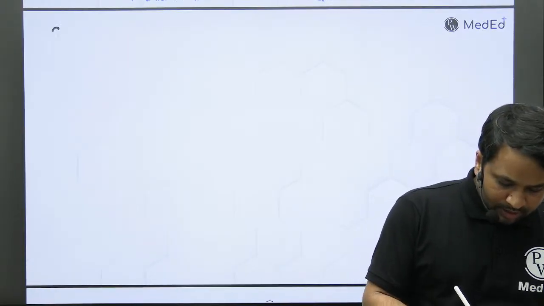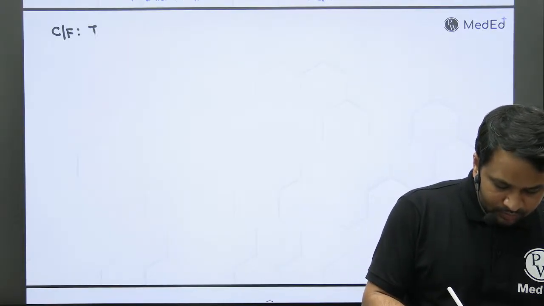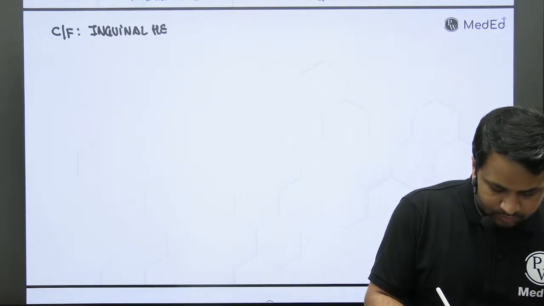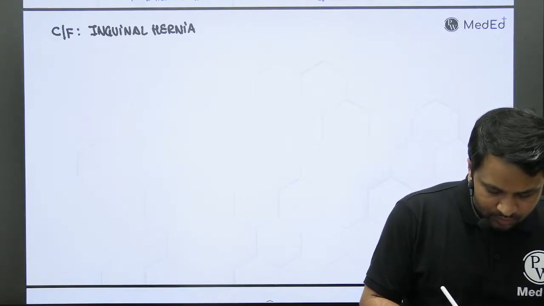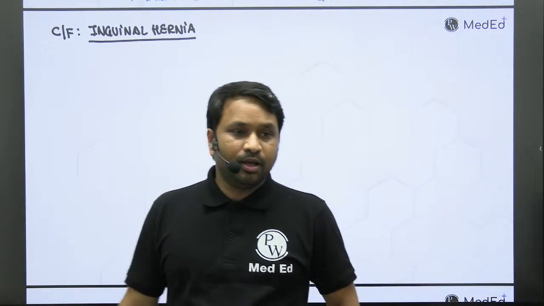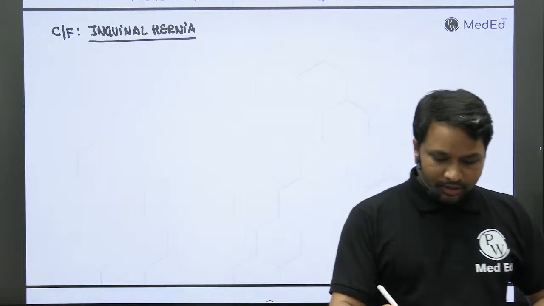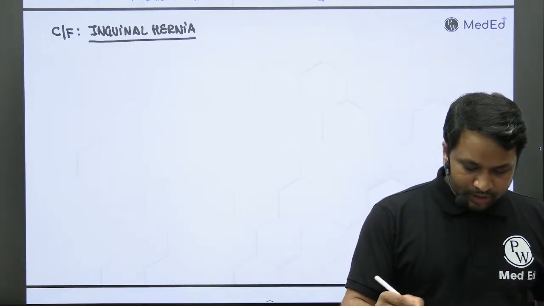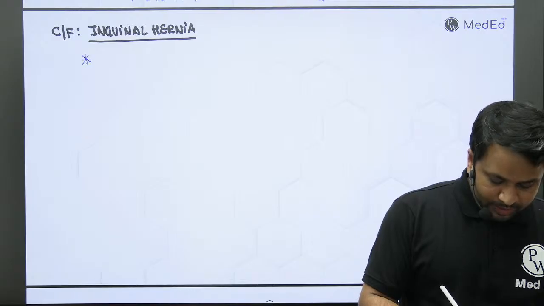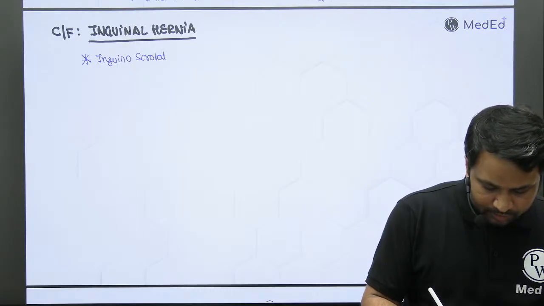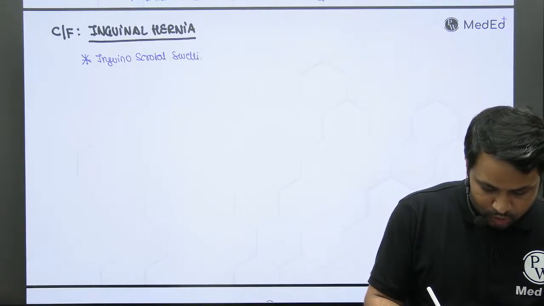We'll talk about the clinical features of the inguinal hernia, right? So what are the clinical features of the inguinal hernia that you can think about, right? The first thing, how will the patient present to you? Now, the most common presentation would be of inguinoscrotal swelling. There will be presence of inguinoscrotal swelling.